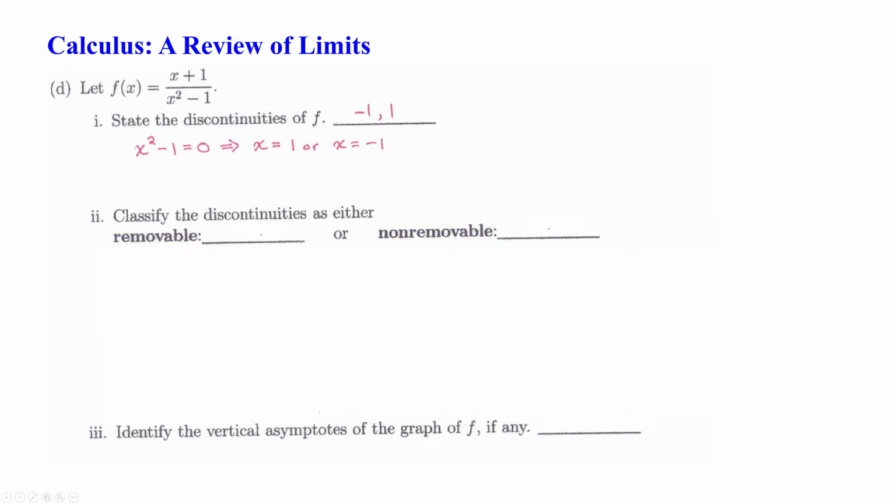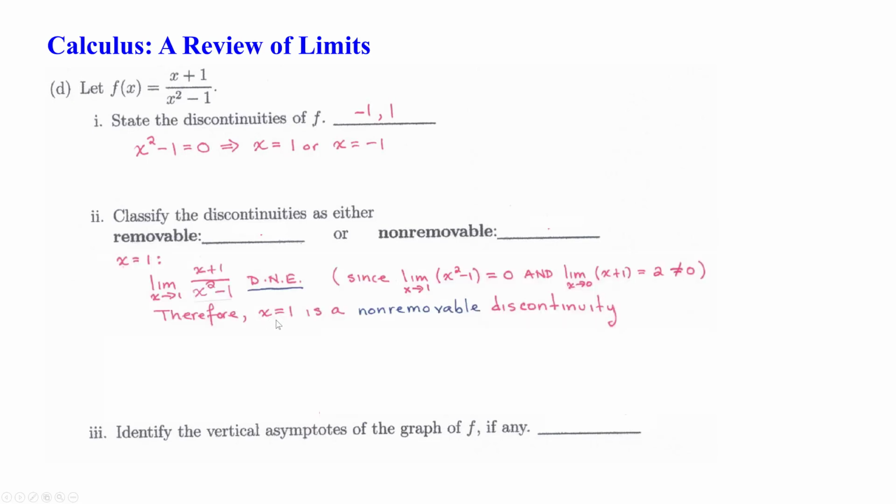Now please take note, the determination whether a discontinuity is removable or non-removable is made by evaluating the limit. If the limit exists, then it's removable. If the limit does not exist, it's non-removable. So this one's clearly non-removable. The denominator goes to 0, the numerator does not. Therefore, this limit doesn't exist. Therefore, 1 is a non-removable discontinuity.